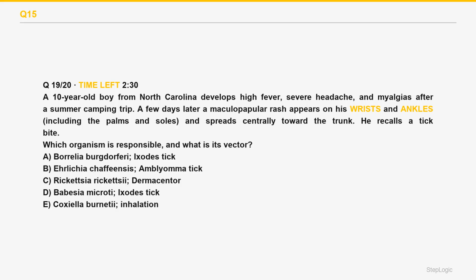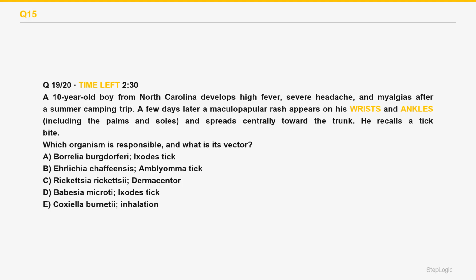Which organism is responsible? And what is its vector? A 10-year-old boy from North Carolina develops high fever, severe headache, and myalgias after a summer camping trip. A few days later, a maculopapular rash appears on his wrists and ankles, including the palms and soles, and spreads centrally toward the trunk. He recalls a tick bite.